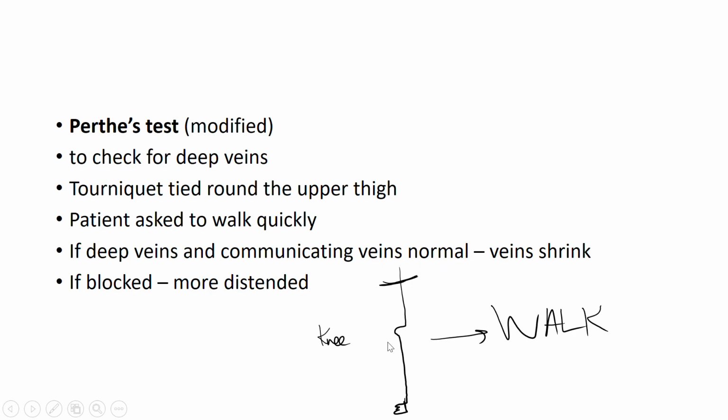Now why this happens is, as we know that when the patient walks, the soleus contracts and the blood is pushed with a greater force upwards. But if the communicating veins and the deep veins are incompetent, the blood, instead of going upwards, fills the superficial veins, okay, because of the backflow. So when the patient walks, the distension can be seen, or the varicose vein becomes more prominent.